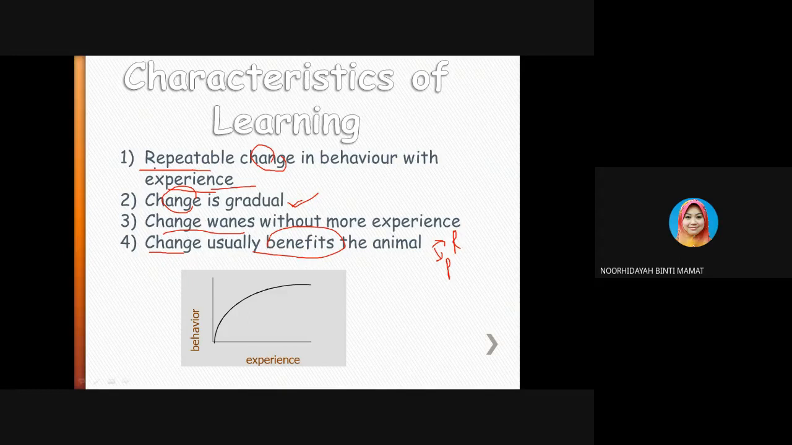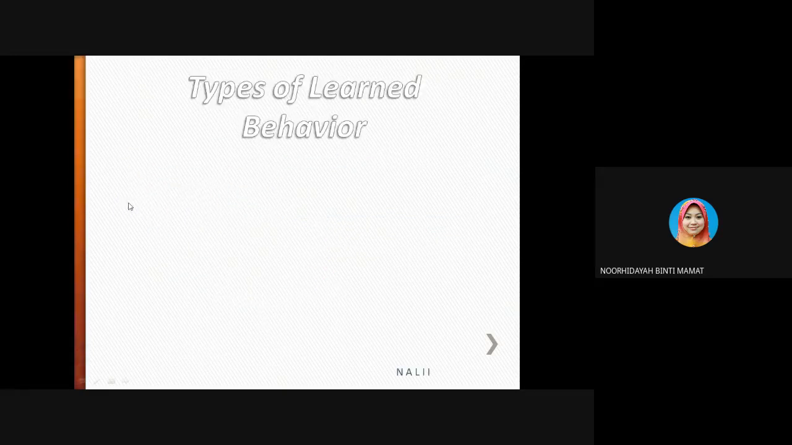So basically, we have four characteristics of learning behavior that you need to remember. Repeatable change in behavior with experience. Change is gradual. Change goes away without more experience. Change usually benefits the animals. So all of these are the characteristics of learning behavior.